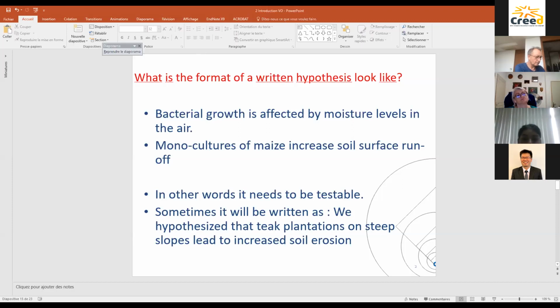In other words, you have to be testable. You have to be able to look at your data and say, yes, this is true. No, this is not true. You can use statistics for that. We'll come to that section tomorrow, I think.